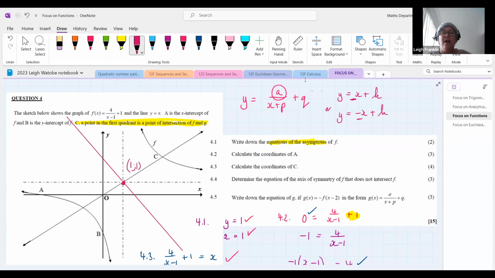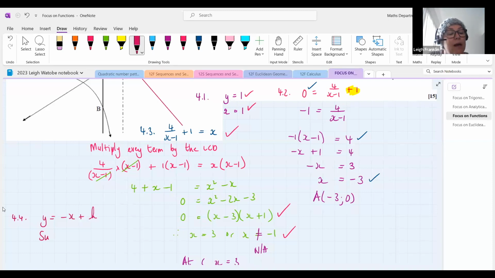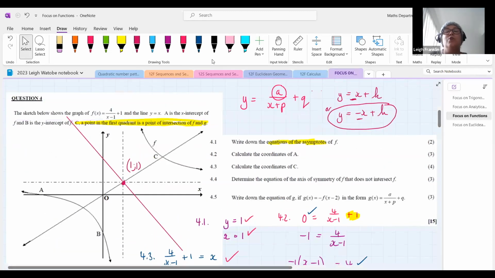Okay, so in this case, the equation of the axis of symmetry that does not intersect is going to be the one with the negative gradient because it's not allowed to cut the graph. The other line, as you can see here, is cutting the graph. So we have to choose the one with the negative gradient. So that's going to be this one over here. So for 4.4, we're going to use the line y equals negative x plus k. We then sub in the point of intersection of your asymptotes. You can do it that way as well. Not a problem.